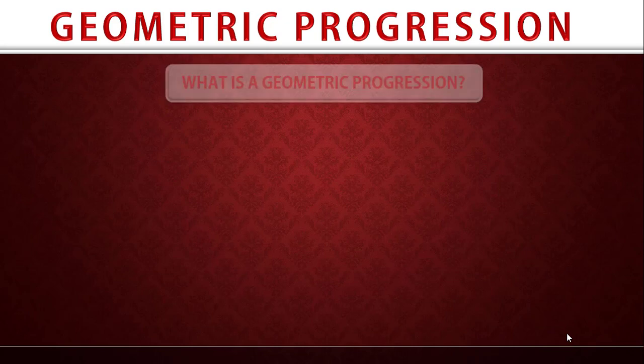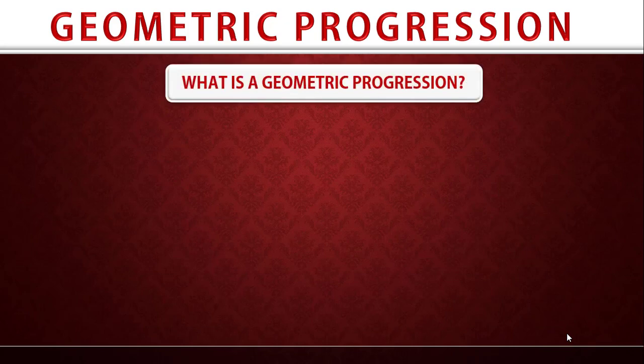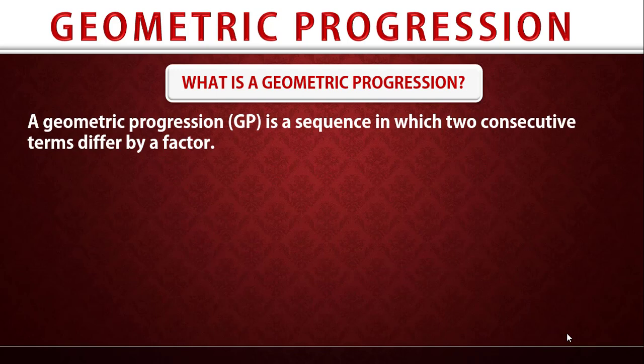Before we dive into the calculation, we need to know some little things about geometric progression. So, what's a geometric progression? A geometric progression is simply a sequence in which two consecutive terms differ by a factor. So geometric progression is also called exponential sequence.